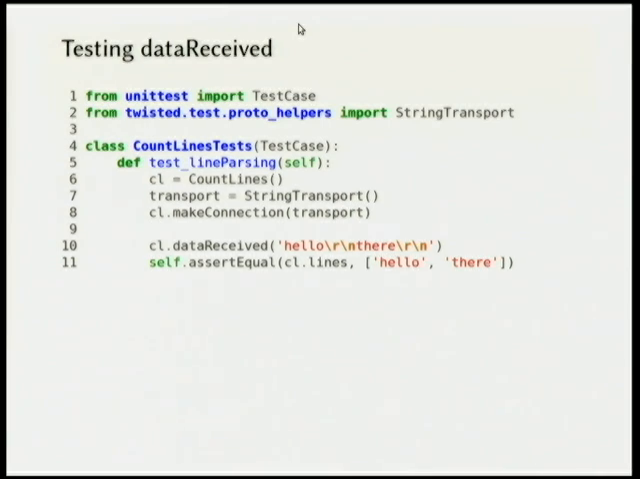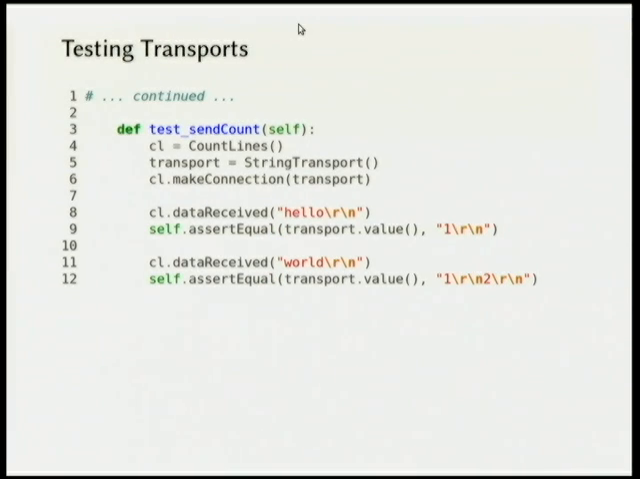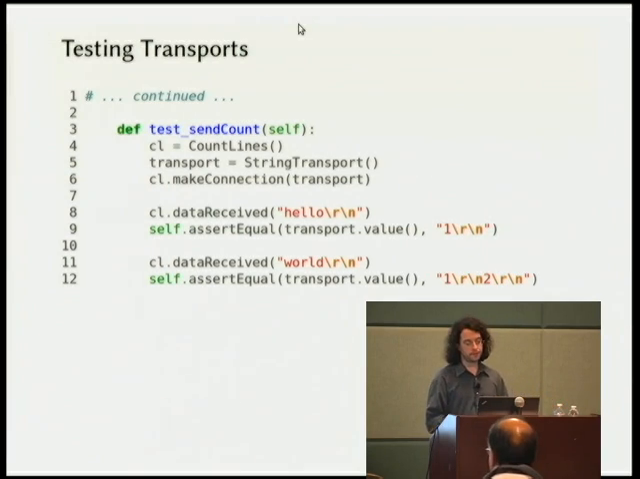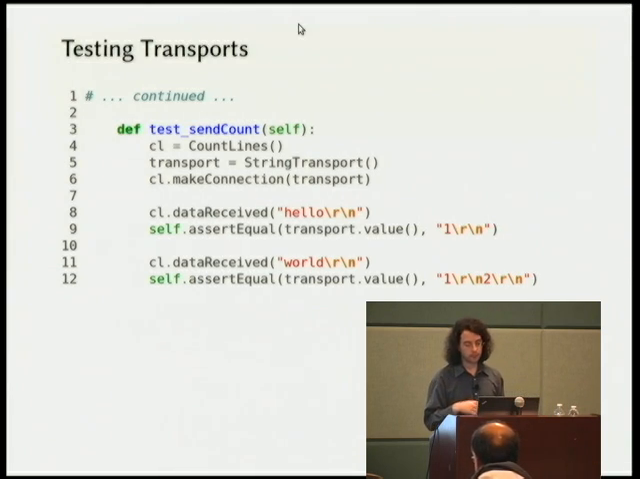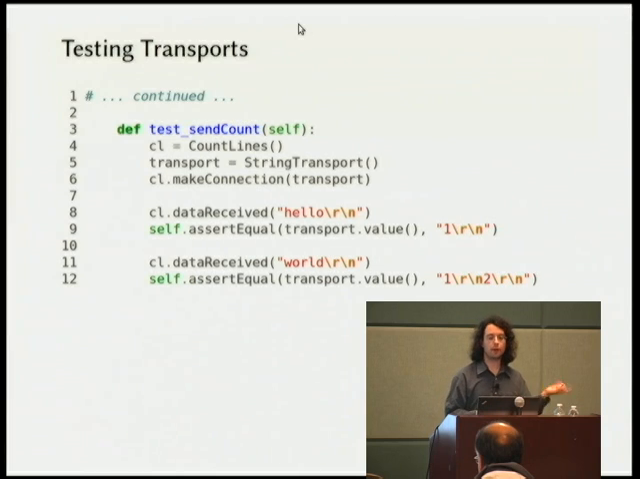The second test we write actually uses the StringTransport class. So we create an instance of our protocol. We hook it up to a fake transport. And then we deliver some bytes to that protocol instance. And then we assert that the value of the transport is 1\r\n. So the value function of StringTransport returns the bytes that have been written to that transport. And so we're asserting that the bytes 1\r\n have been written to the transport, which is what we expect because as each line is received, we write the count of how many lines we've received so far.